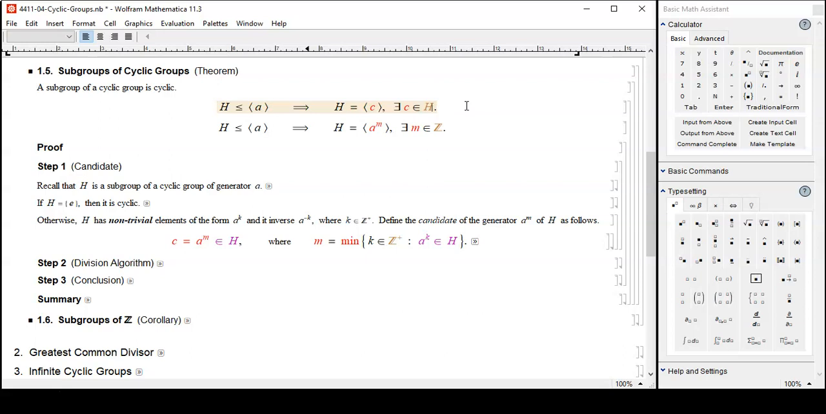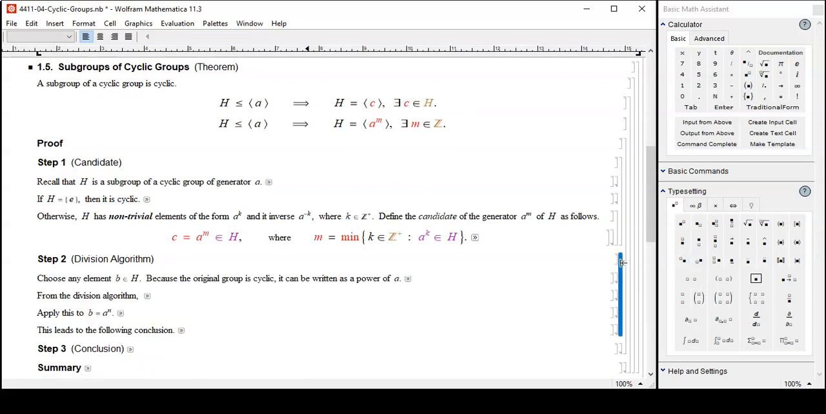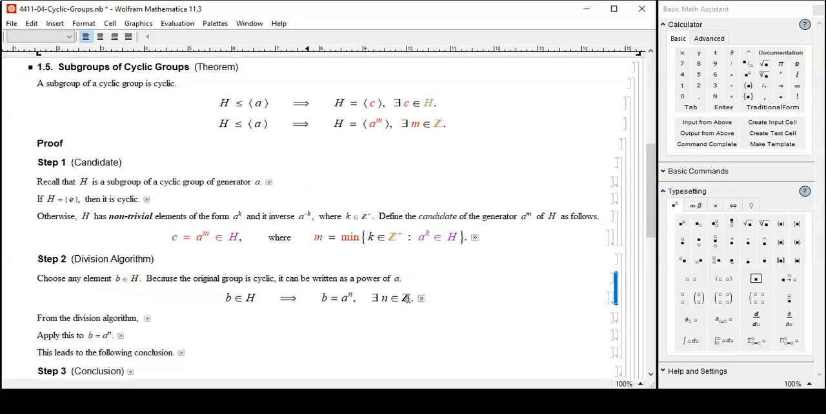And we have to prove that every element of H can be written as a power expression, C to a certain power. How to do that? Let's select an arbitrary element B from H. And of course, it should be a power expression of A as well, because we started from the cyclic group generated by A.